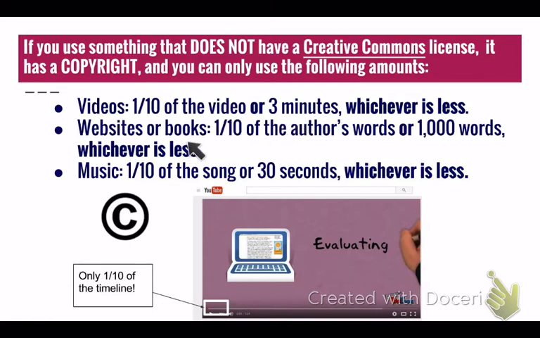If you want to use somebody else's words that they've written on a website or written in a book, you're limited to 1/10 of the author's words or 1,000 words, whichever is less. If you want to use somebody else's music, for example, in your own YouTube video, you're limited to 1/10 of the song or 30 seconds, whichever is less. So always remember that the C with the circle stands for copyright, but even if you don't see that symbol, assume that something has a copyright.